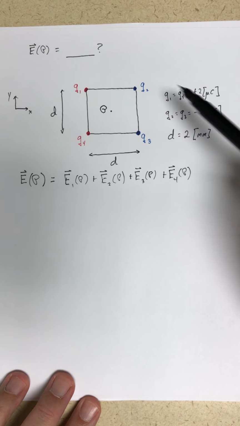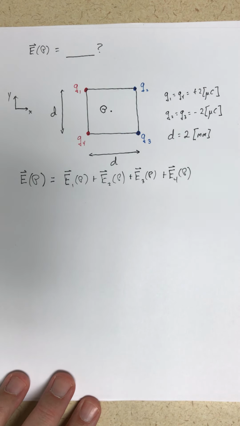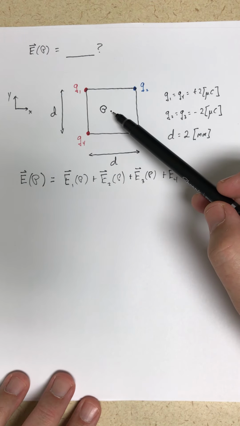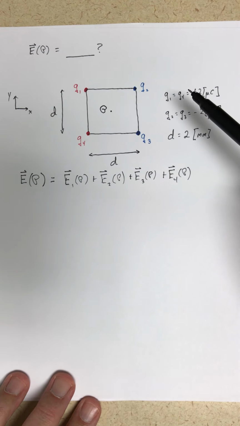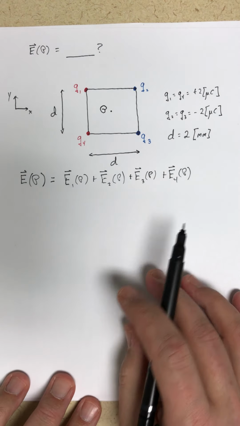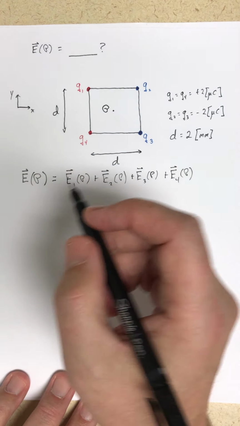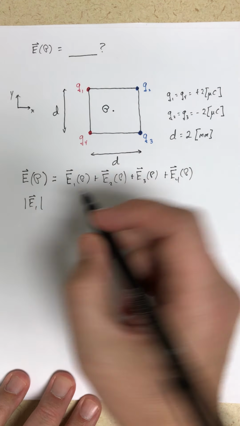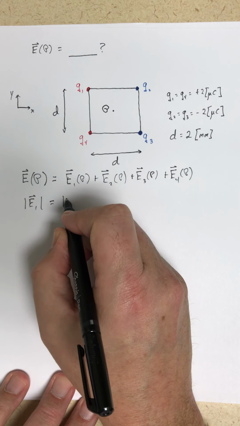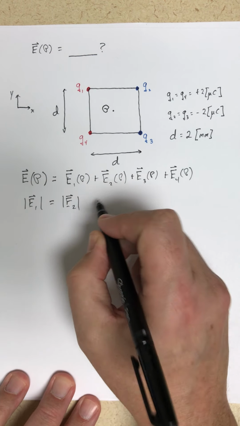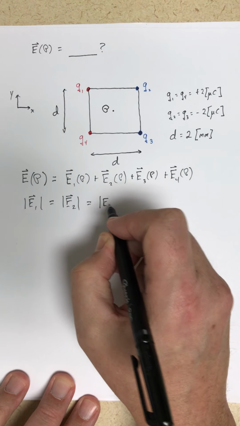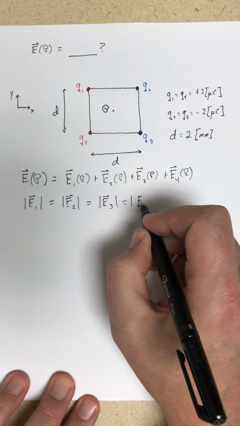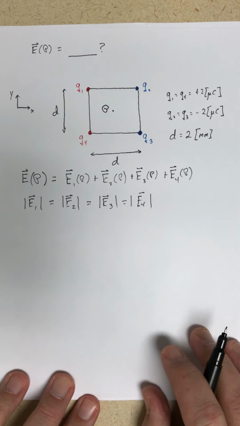There's a lot of symmetry in the problem. The magnitude of the charges are all the same, 2 microcoulombs, and since I picked a point that's at the center of the square, all of the magnitudes of the electric fields have to be the same by symmetry. So the field caused by 1 is going to be just as strong as the field caused by 2, as the field caused by 3, as the field caused by 4. And again, that's just by symmetry.